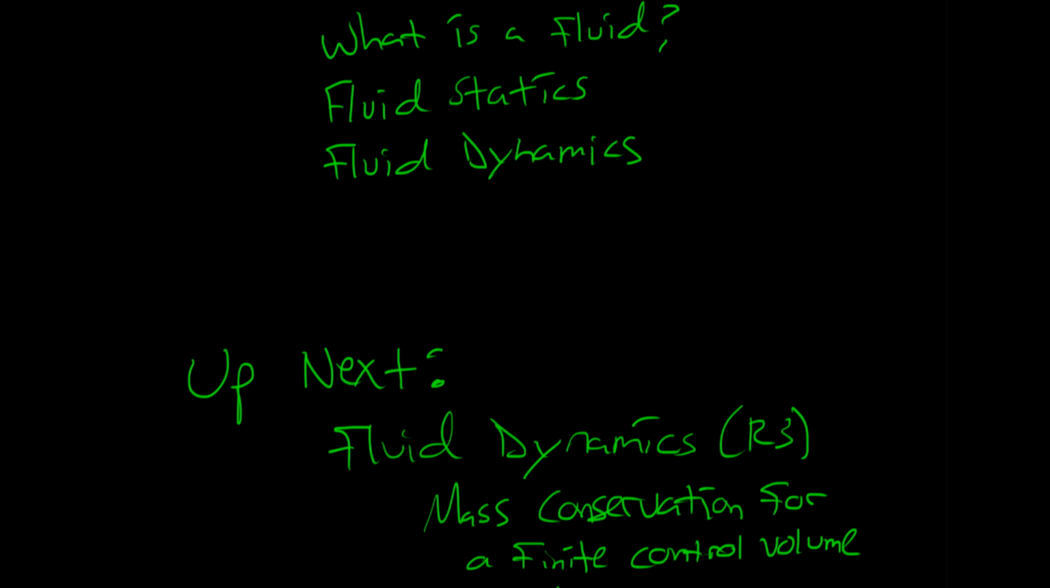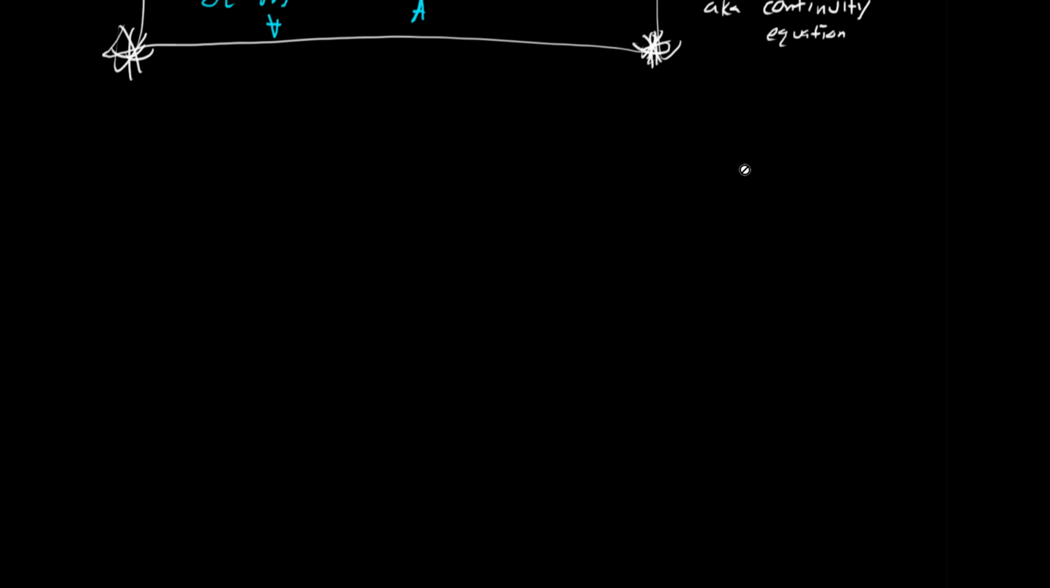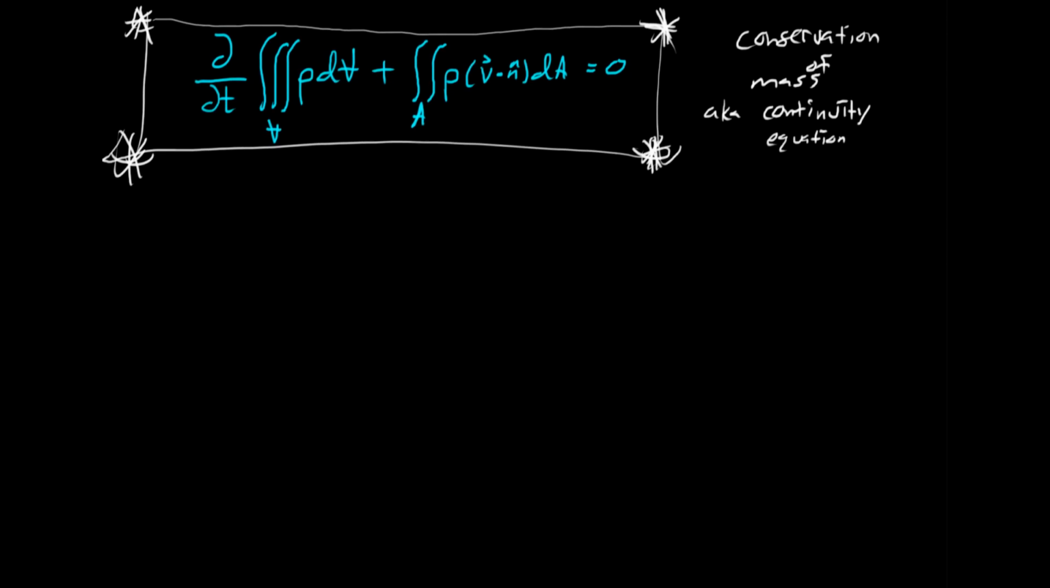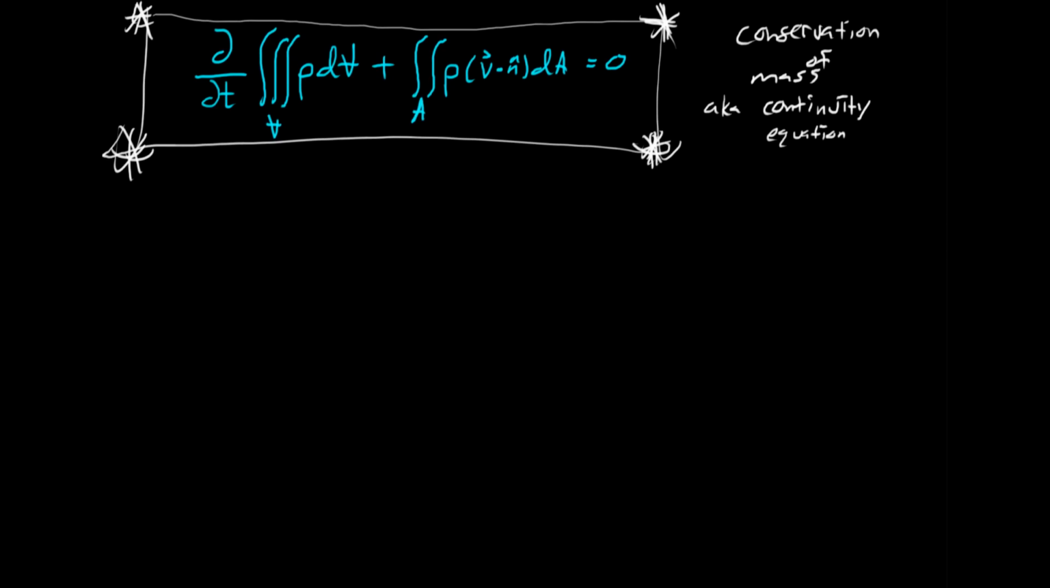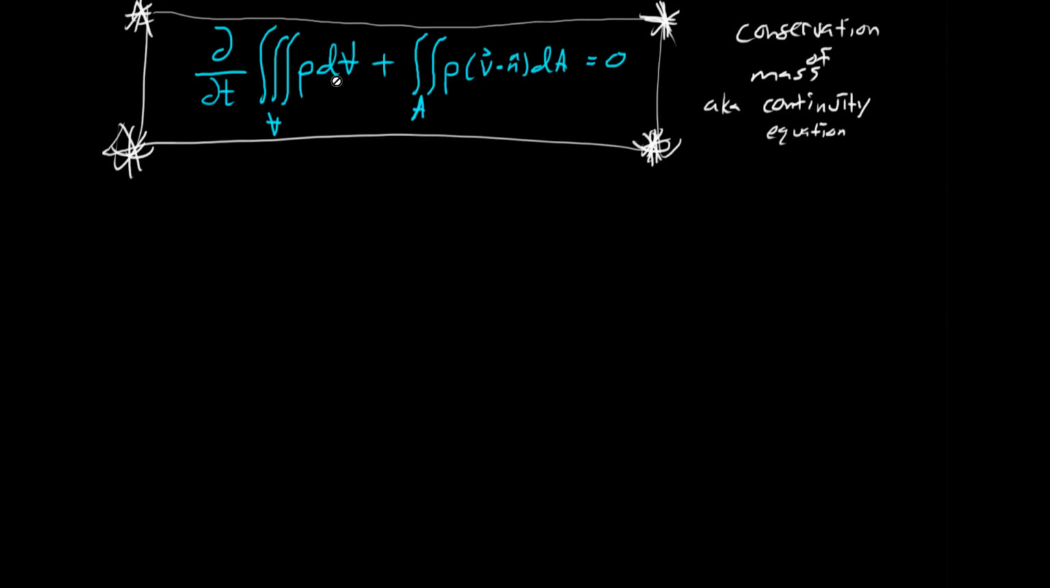Let's work an example using the integral form of the conservation of mass. Just to refresh, here's the equation. This is the conservation of mass, also known as the continuity equation. The first term is the rate of change of mass in the system, and the second term is the integral over the area. So these are all the different mass flow rates going into and out of the system. All this is saying is that the rate of change of mass in the system has to be equal to all of the flows in and out of the system.